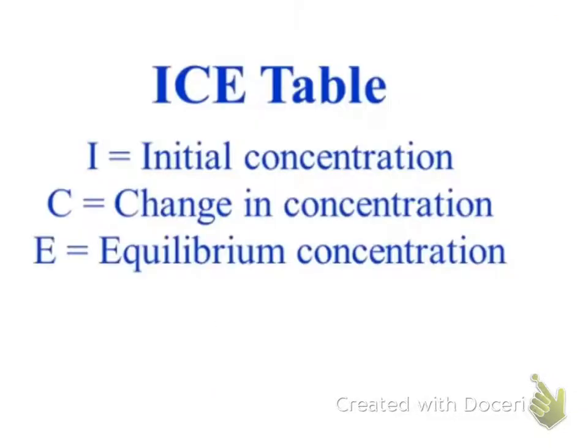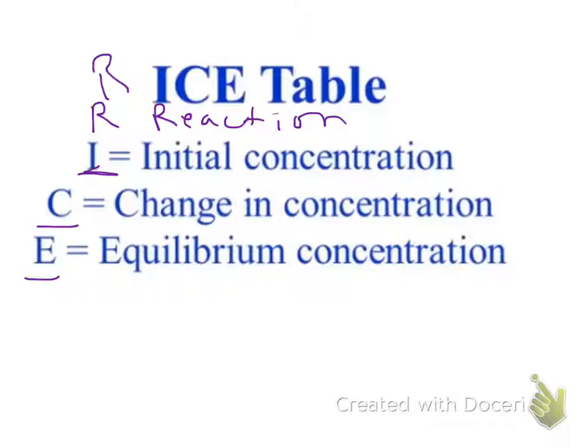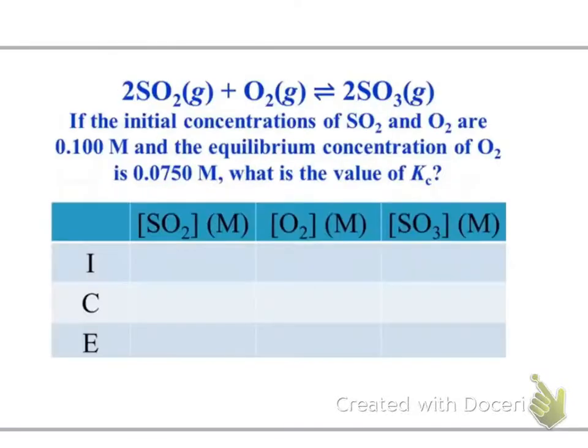Okay, so let's take a look at what an ICE table is. Some people will call this a RICE table because the first thing we show is the balanced reaction. But most people call it ICE, and that's because the first row in that table is going to be the initial concentration of our reactants and products. C is going to represent the change during the reaction of the reactants and products, and E is the equilibrium concentration of reactants and products. Alright, so let's go ahead and try one.